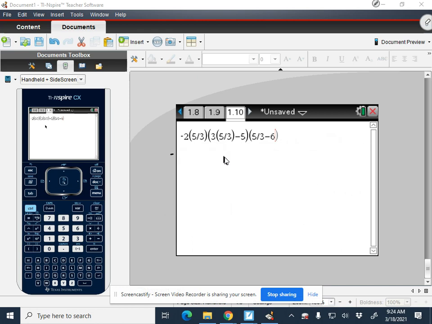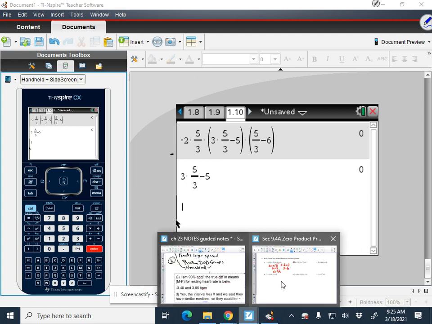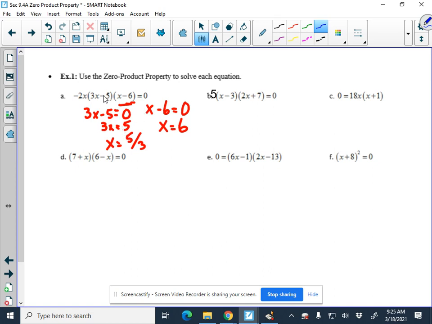We'll find out. We'll test it. When I hit enter, it tells me that's 0. You might say, why? This one here turned into 0. Because 3 times 5 over 3 minus 5, that is 0. This middle one turned into 0 because we figured out how to make that one 0. Now, how do I make this one 0?